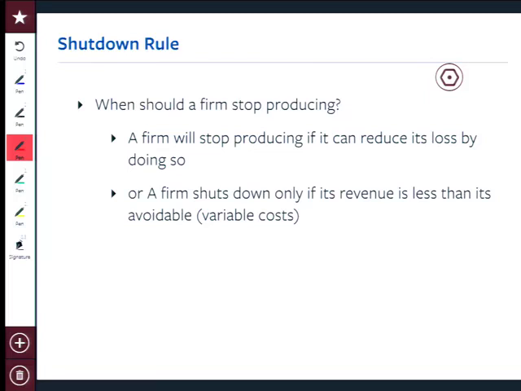While it seems sort of obvious to you, maybe intuitively, that producing not at all when you're losing money seems to be the obvious idea, I have a surprise for you. Not necessarily true, right? There are settings where shutting down production is actually more costly than producing and losing money. So let's look at this for a second, okay?